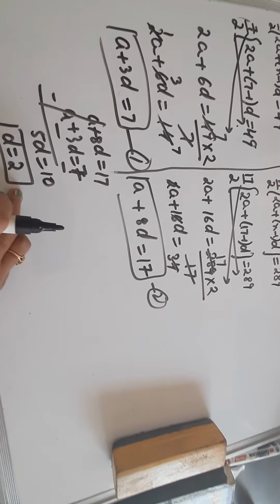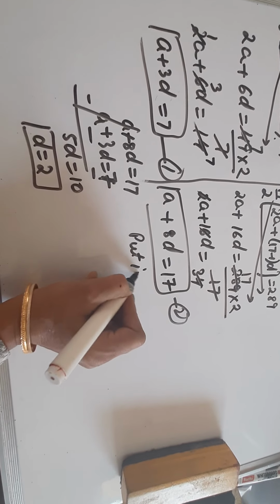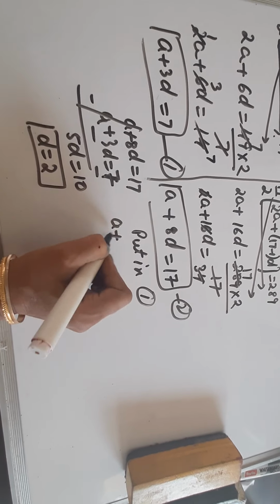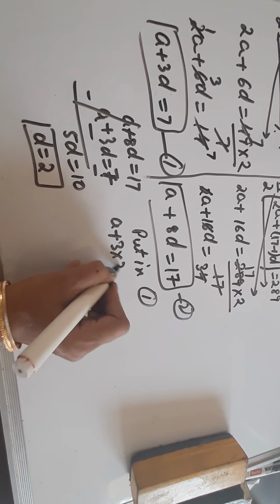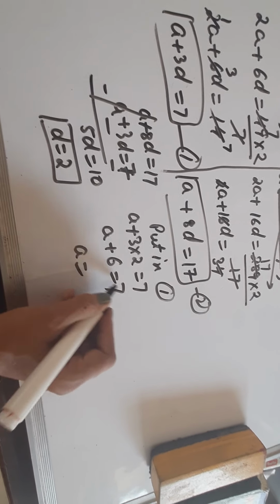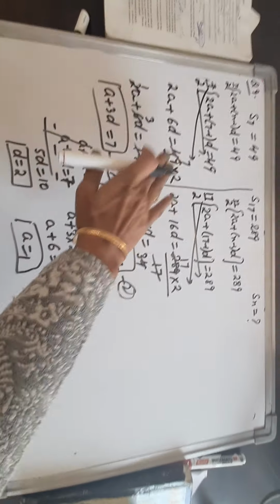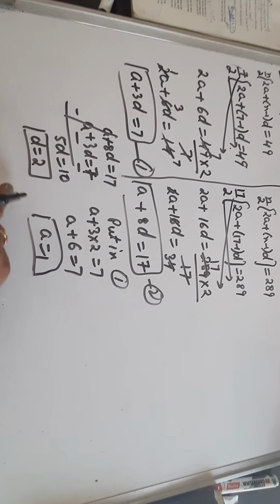Now put the value of d either in first or second. So we are putting it in equation 1. So a plus 3 into d, d is 2, is equal to 7. A plus 6 is equal to 7. So a is equal to 7 minus 6, that is 1. So right, from these two given parts we got the value of a and d.